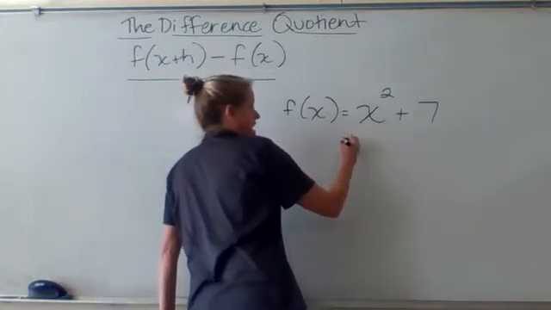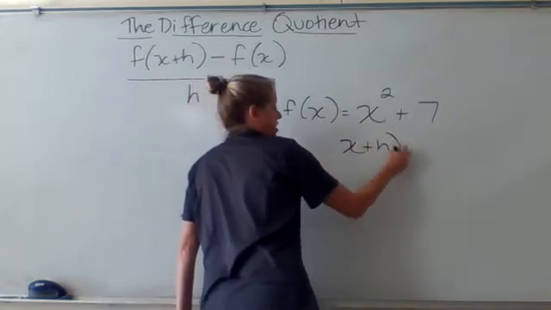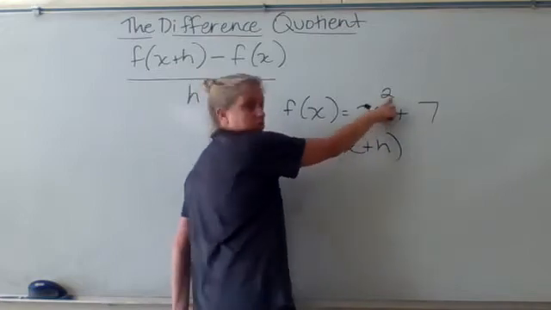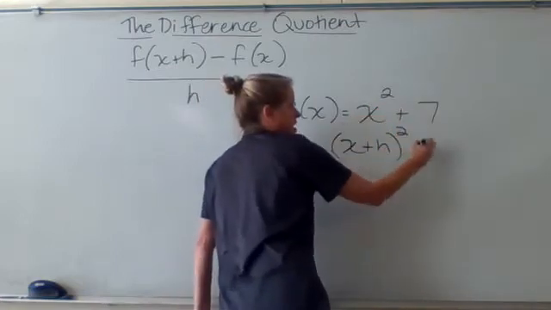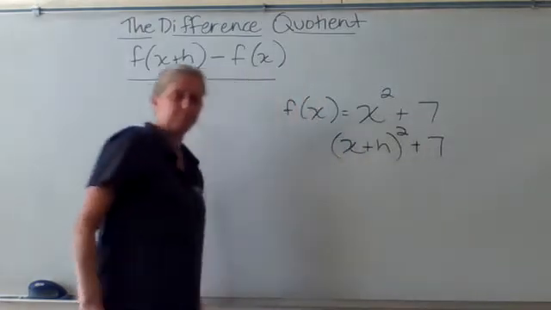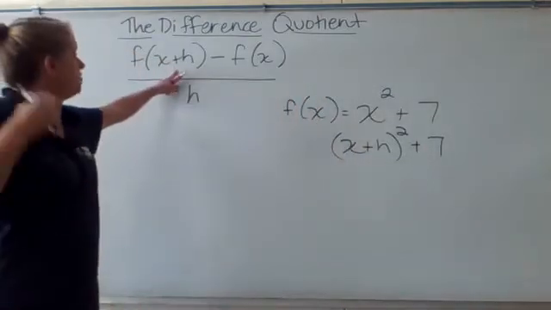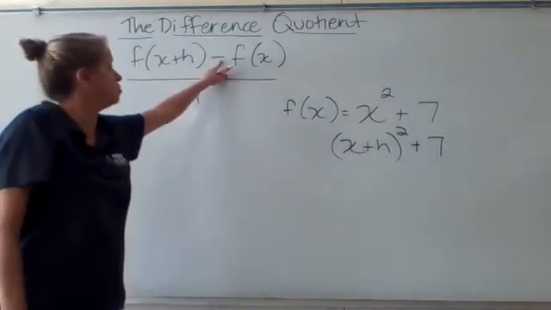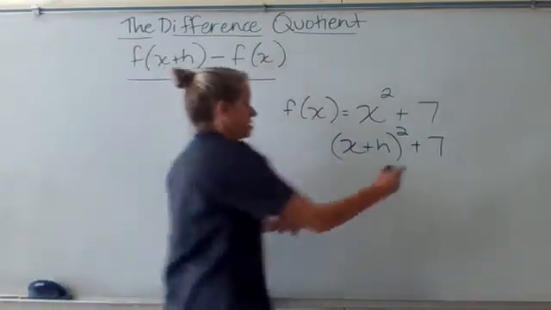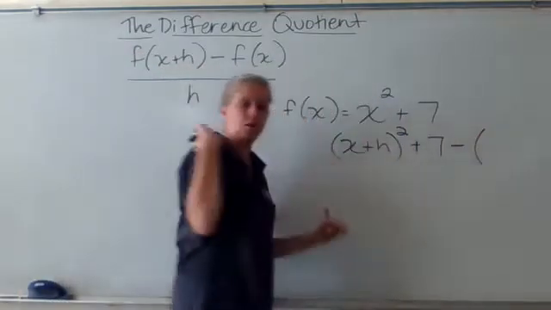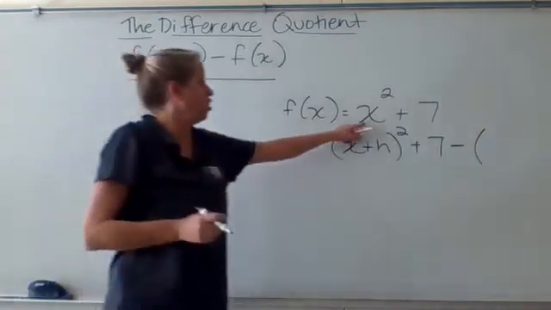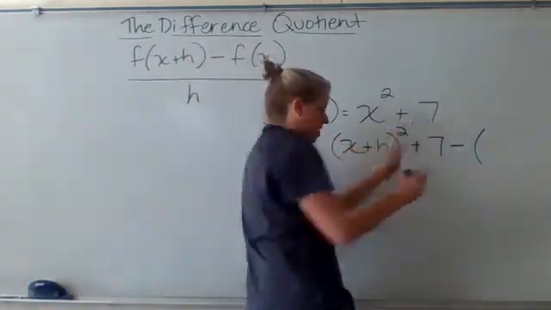Right off the bat, I have an x. So that's where I'm going to put my x plus h. I got to square it and drop down my plus 7. So there's f of x plus h. Now what do I do? Now I subtract f of x. So minus, and remember, put in parentheses the whole function, x squared plus 7.